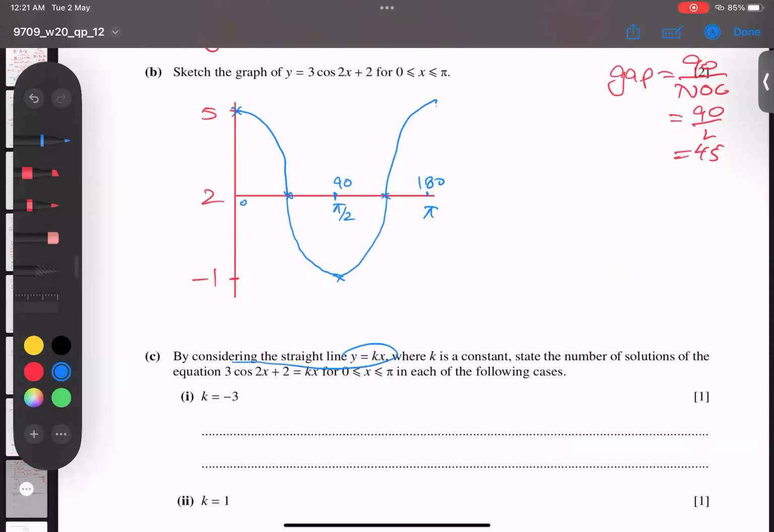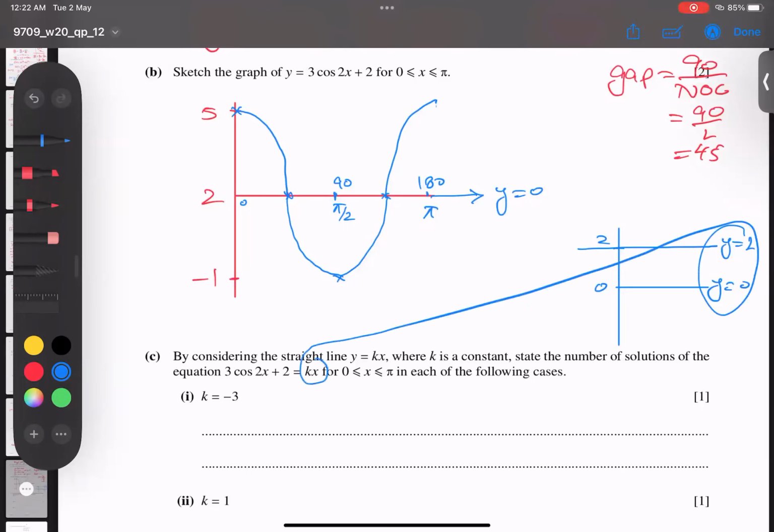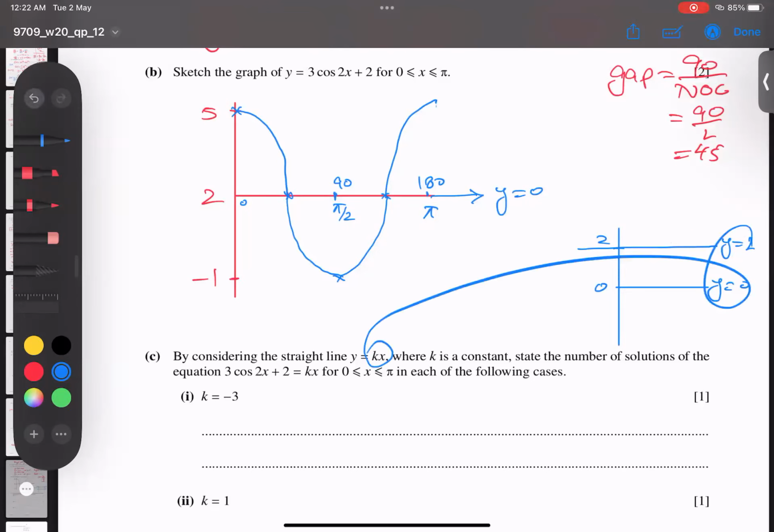Why consider a straight line? Do you know the equation of the x-axis? y equal to 0. Okay, and the line is all familiar, nothing new. If the line goes through 0, it's called y equal to 0. If the line goes through 2, this is called y equal to 2. So whenever y equals some number, it is 100% parallel to the x-axis.